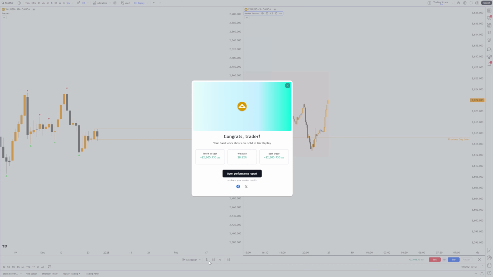Okay, so the back test is done, and what we have found is that the win rate is 28.92%, but we have still managed to become profitable. Crazy, right?